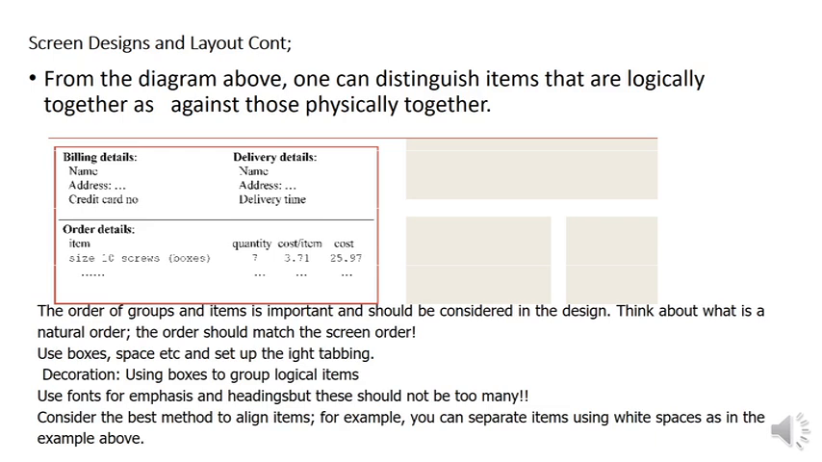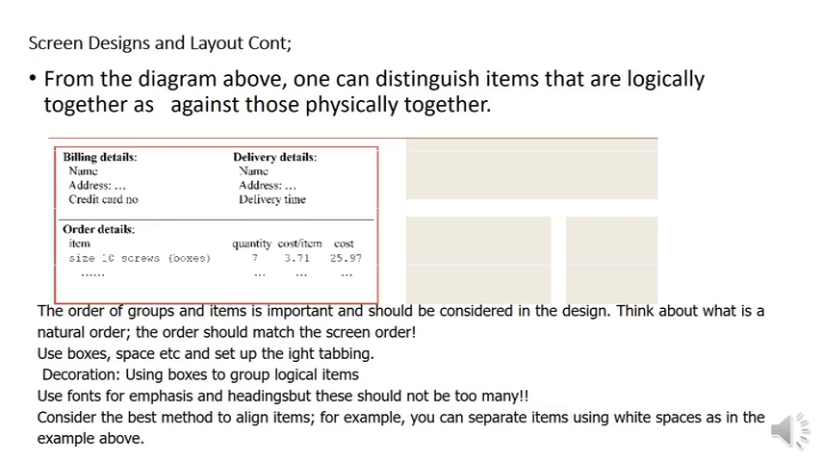Billing, name, address, card, order details, item, size, delivery details, name and address. So it is important and should be considered in the design. Think about what is a natural order. The order should match the screen order.